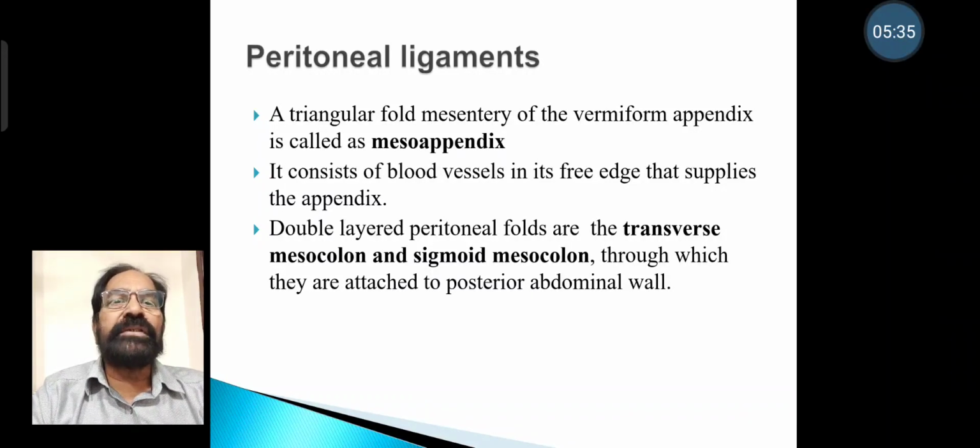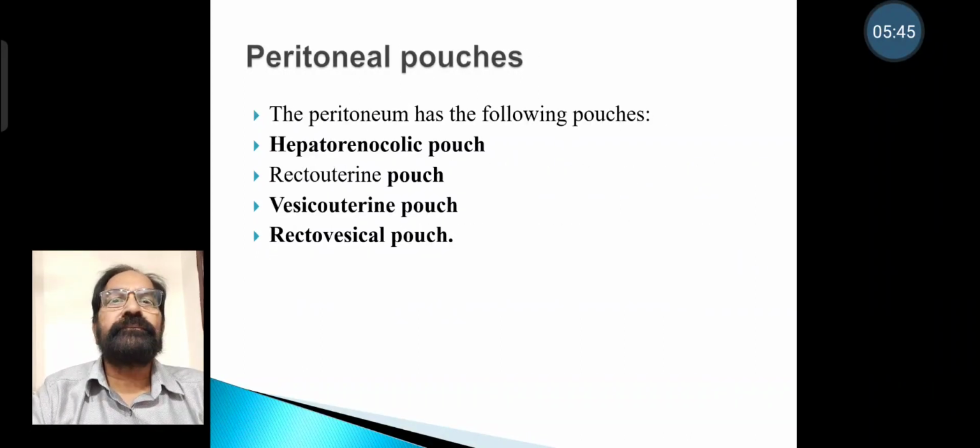Double-layered peritoneal folds are the transverse mesocolon and the sigmoid mesocolon, through which they are attached to the posterior abdominal wall. Peritoneal pouches. Peritoneum has the following pouches: hepatorenocolic pouch, rectouterine pouch, vesicouterine pouch, and rectovesical pouch.